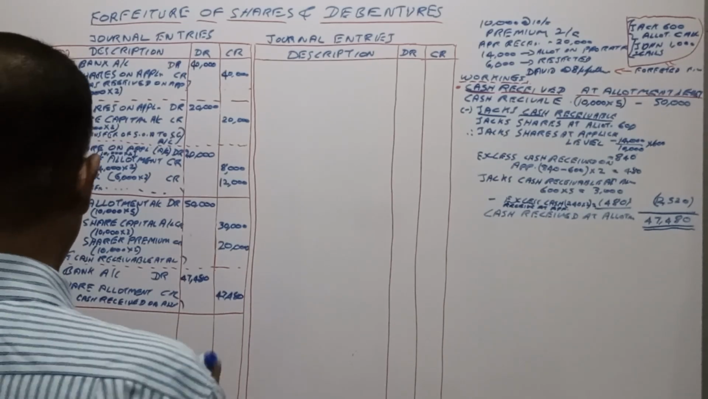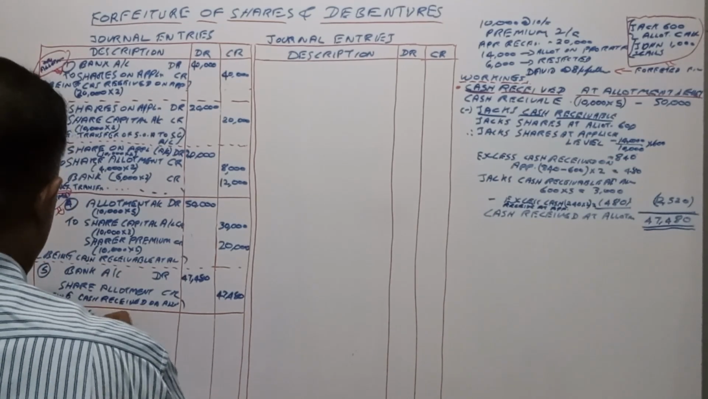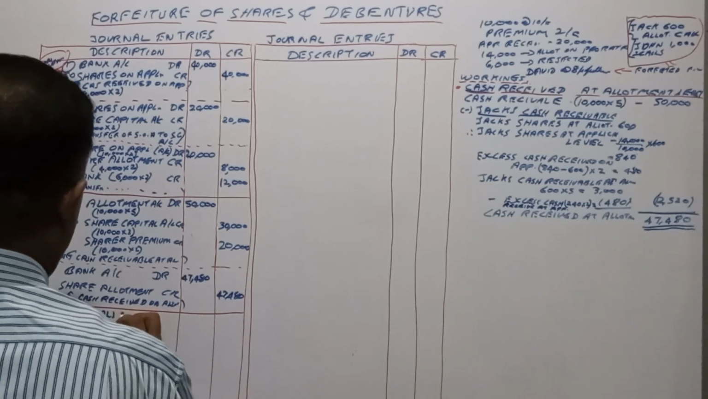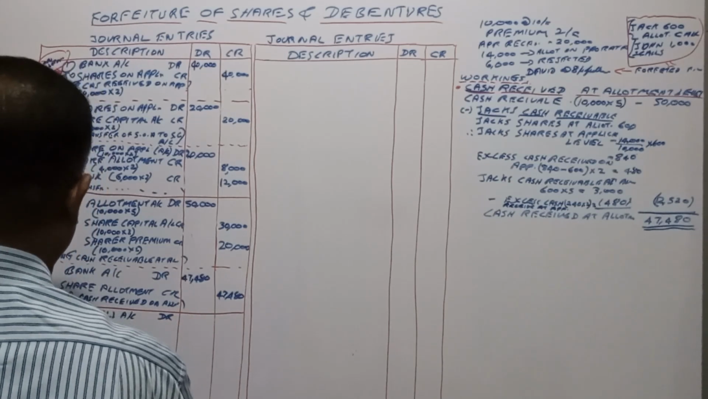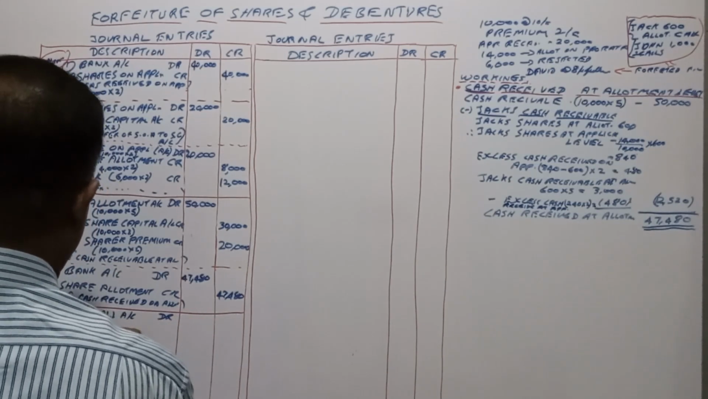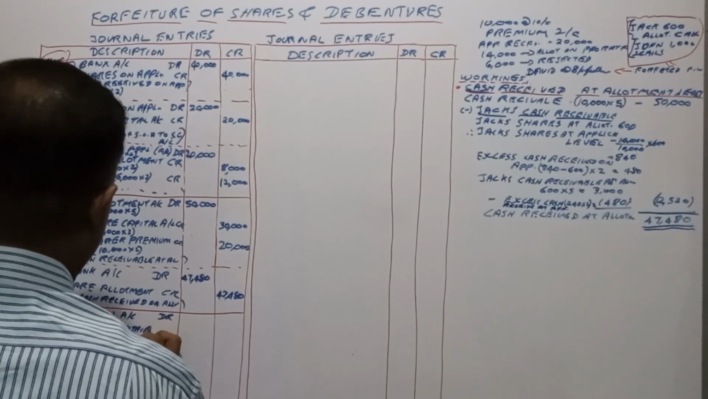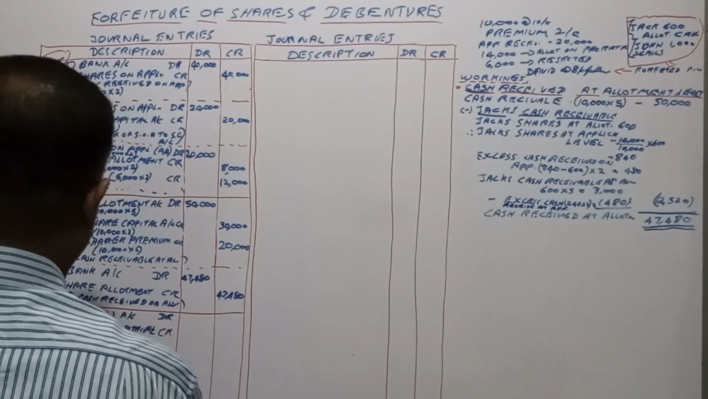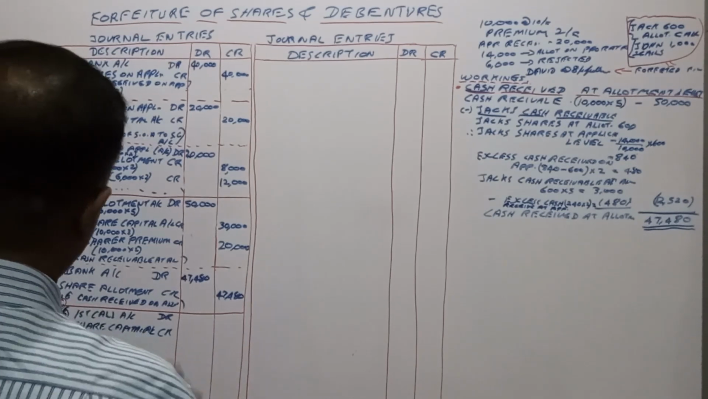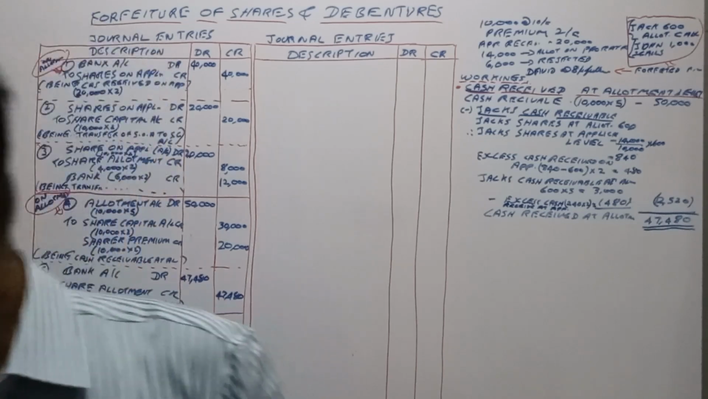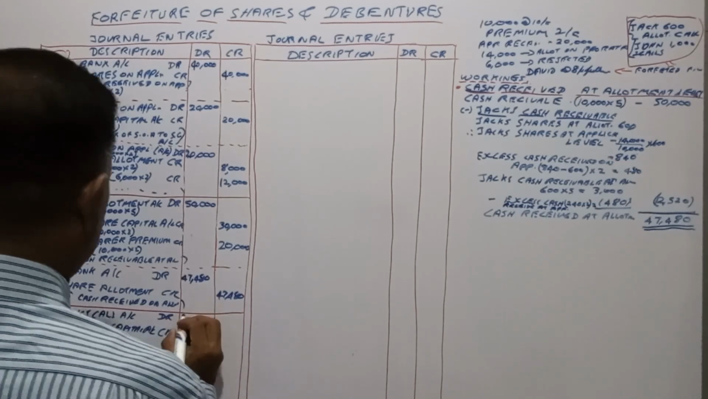On sixth adjustment is first call account debit and share capital account credit. Right? How much? 10,000 into how much? On first call 2 rupees, no? At the rate of 2 rupees. Yeah, 2 rupees. That is 20,000.